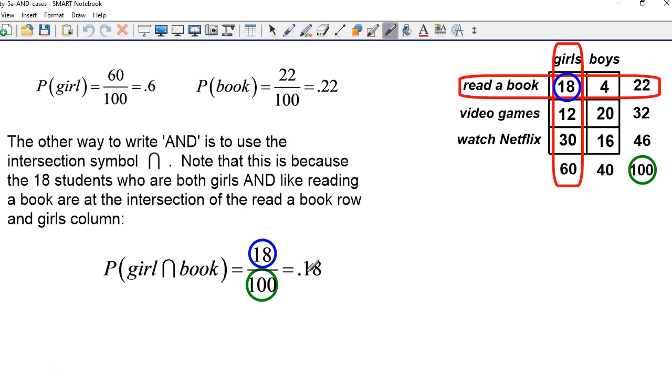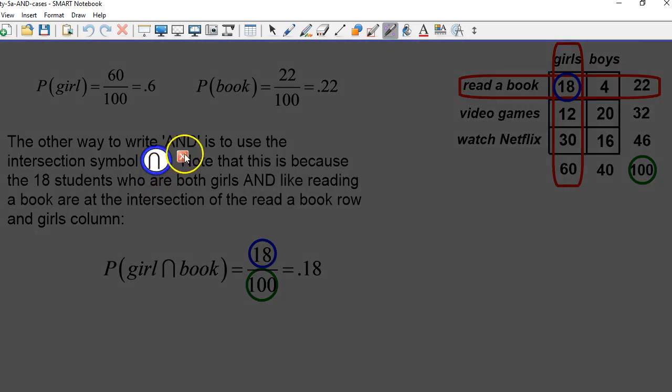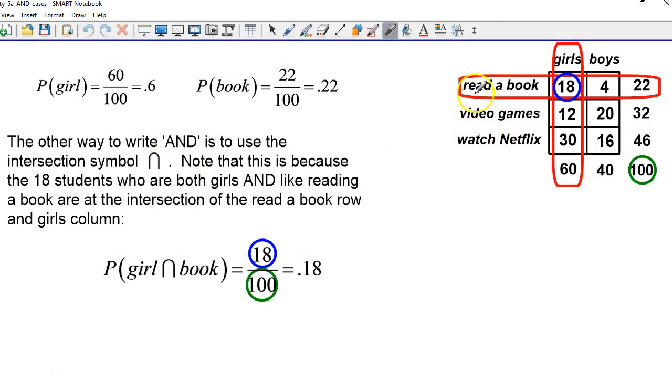By the way, the other way to write AND is to use the intersection symbol here. The reason why that's true is a little clearer now you can see that in the table, right? Because if reading a book is this row here, and being a girl is this column, then the 18 there is the intersection of those two, that row and that column. That's why the AND symbol is the intersection symbol, okay? All right, so we could also write probability of girl and book using the intersection symbol here, and that's the way that I'll typically write that in videos and in the exercises we do for examples.